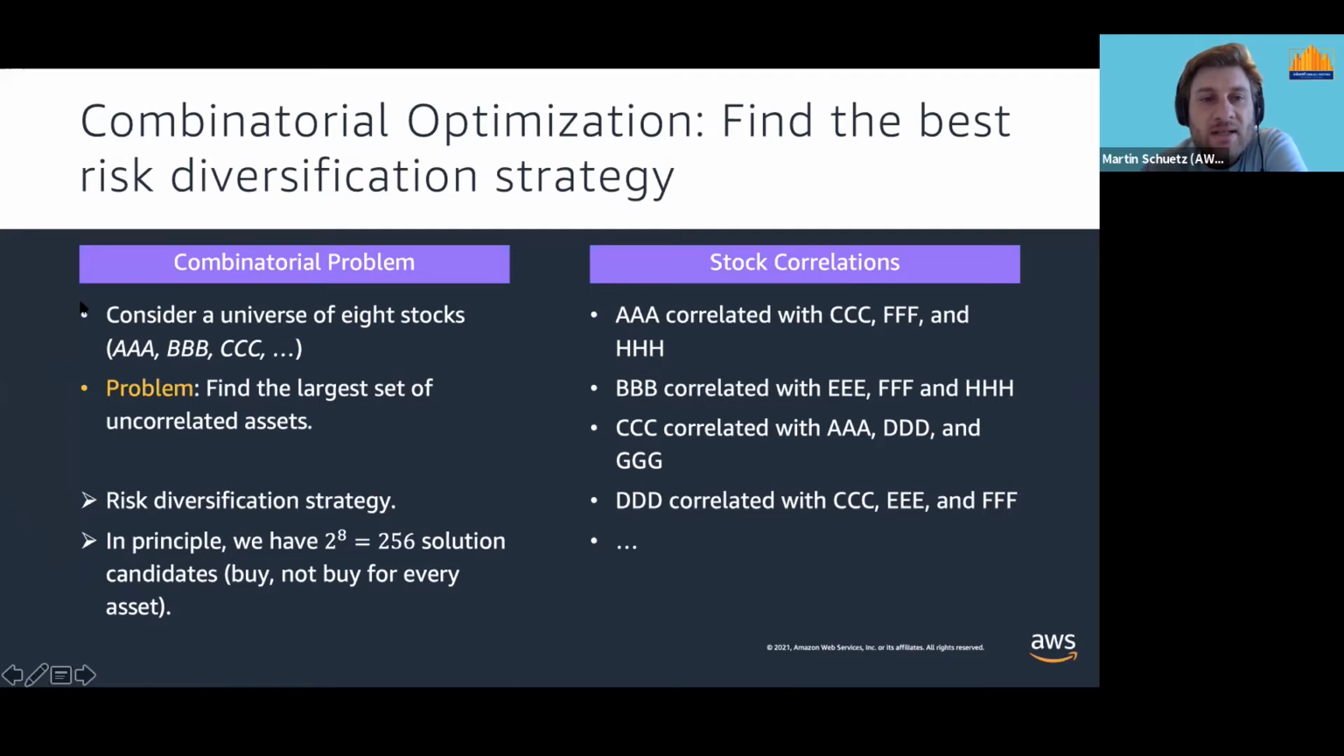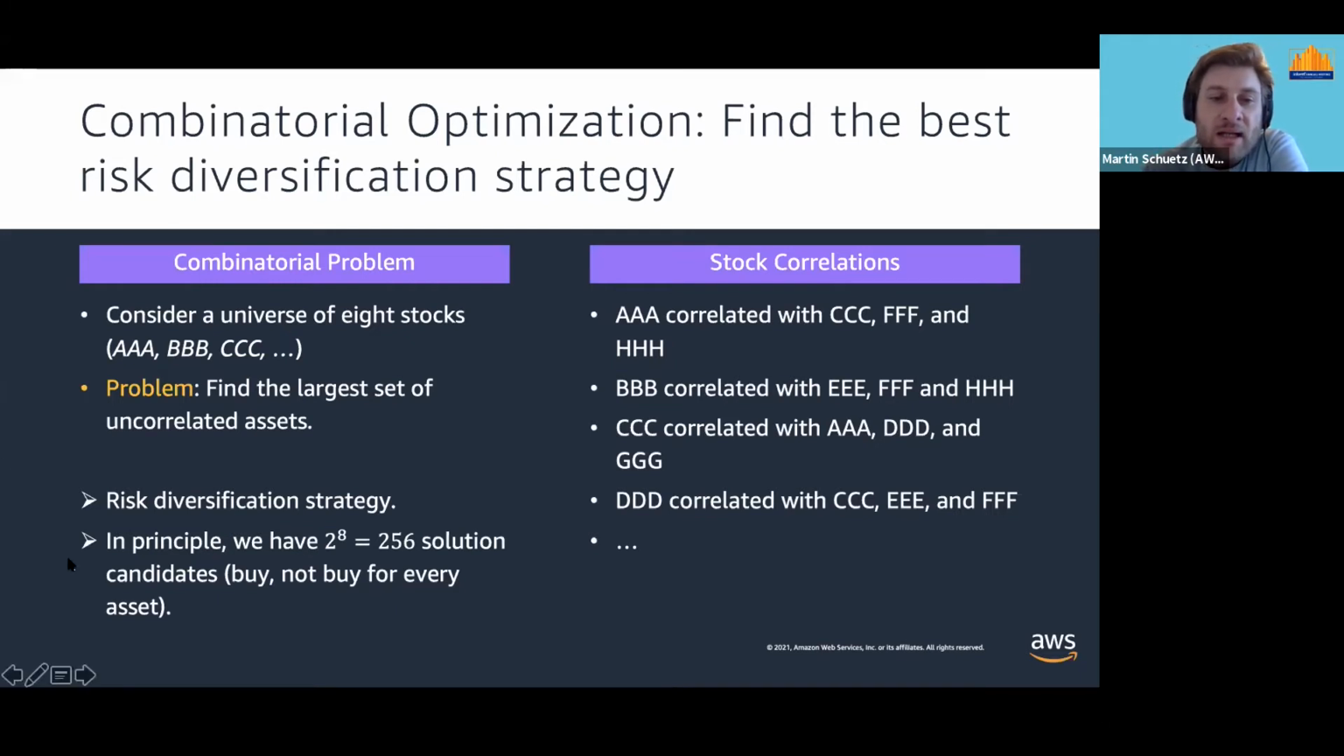So let's consider the following scenario. We are given a universe of 8 stocks. These are labeled with 3-letter tickers, A, B, C, and so on, together with information about correlations between these stocks. So for example, we know that stock A is correlated with stock C, F, and H, and so on and so forth. This is information typically drawn from historic data from the stock market. And so the problem we'd like to solve is to find the largest set of uncorrelated assets. That is a viable risk diversification strategy, as some of our finance customers would like to implement for their customers.